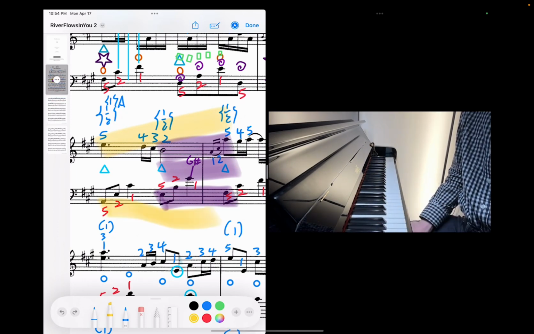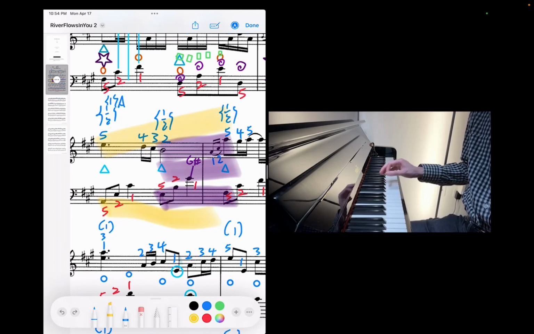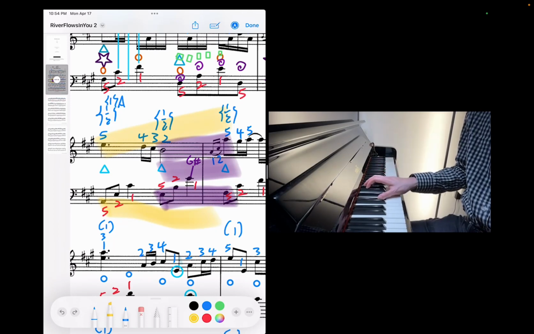Okay. And then I've got the left hand. You know what? I get a feeling I don't remember the ending. I'm going to do this again. Just the very ending of the purple on the left hand. Right here, the last three notes.